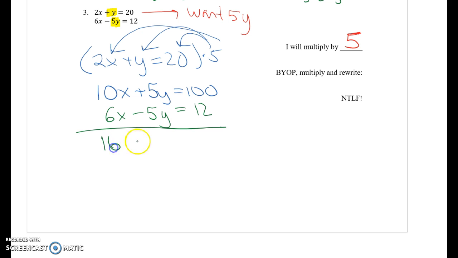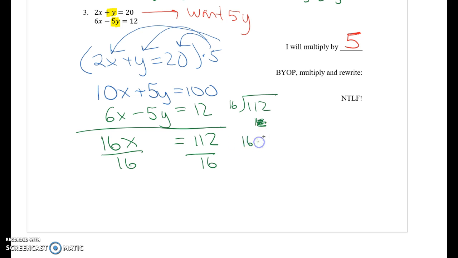I add. 16x equals 112. Now you guys aren't going to like this because now I have to do long division, but I'm going to be okay at that. 16 times, oh, that's going to be hard to do long division because it's a single digit. So I'm going to say 16 times 2 is 32. 16 times 4 is 64. 16 times 6 is 96. Oh, we're getting close. 16 times 7 equals 102. What did I do wrong here?